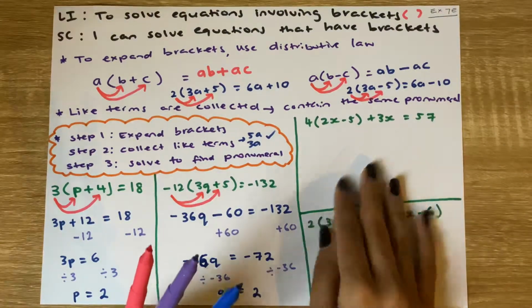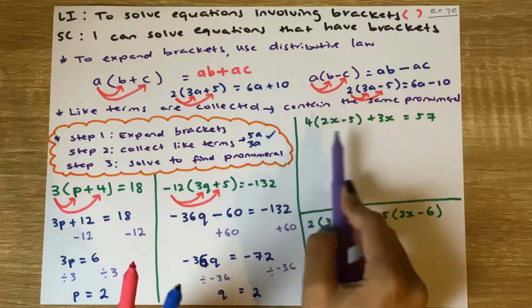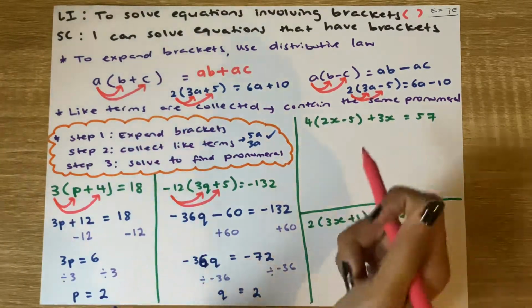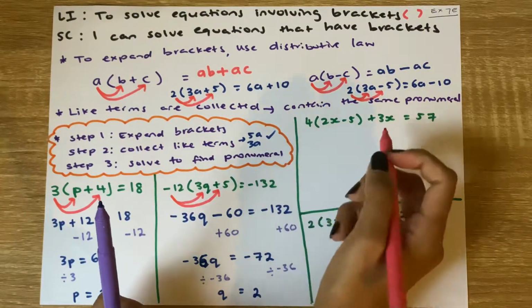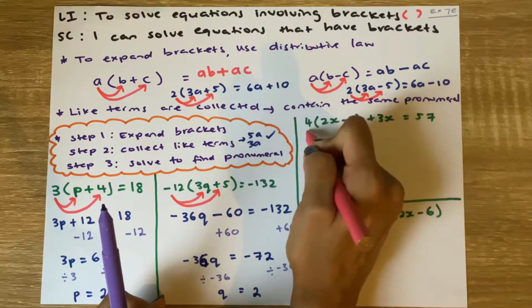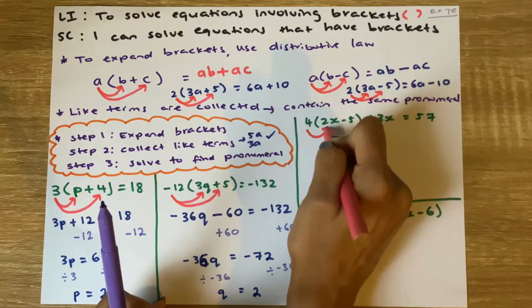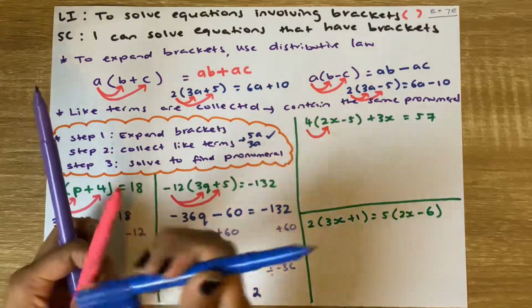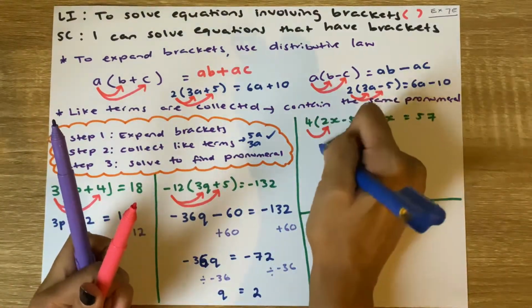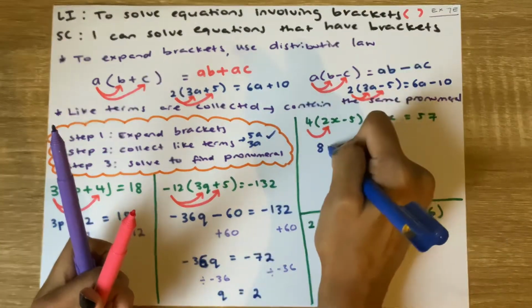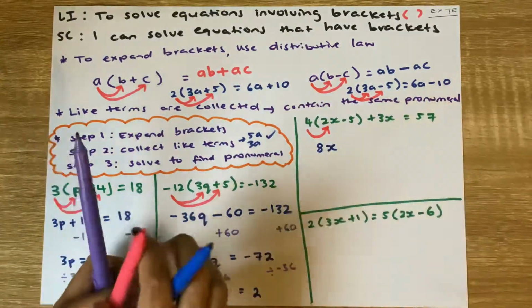Alrighty, next one. So again, I see a bracket. First things first is I'm going to expand that bracket. So again, same process. Outside number times first inside number. So 4 times 2 is 8, and my pronumeral there is an x, so I'm going to write x.